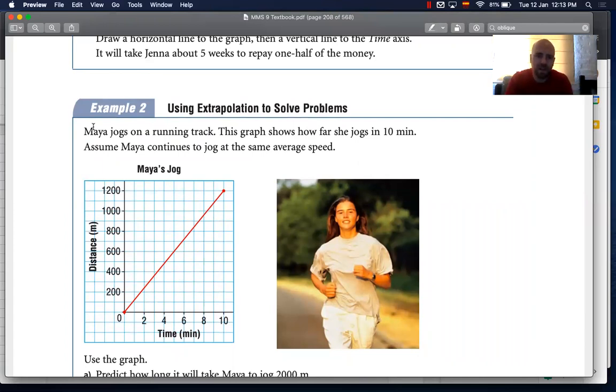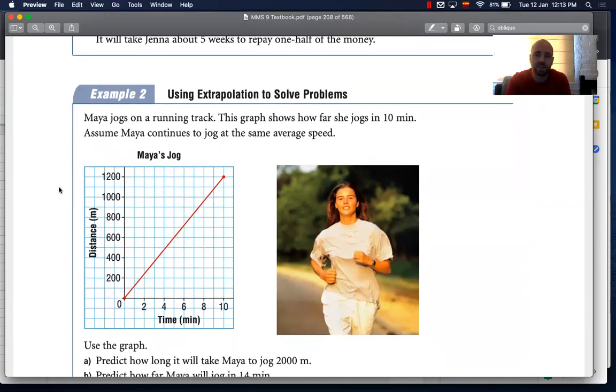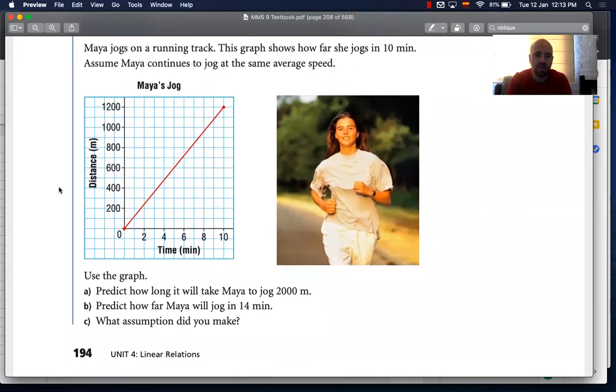So Maya is jogging at a constant speed. So she's on a track and she jogs for 10 minutes. Assume Maya continues to jog at the same speed. She doesn't slow down. Okay, so here we can predict how long it will take Maya to jog 2,000 meters. Well, we only had her going for 10 minutes, but in the 10 minutes, it looks like she went 1,200 meters. So we could actually take some information from this.